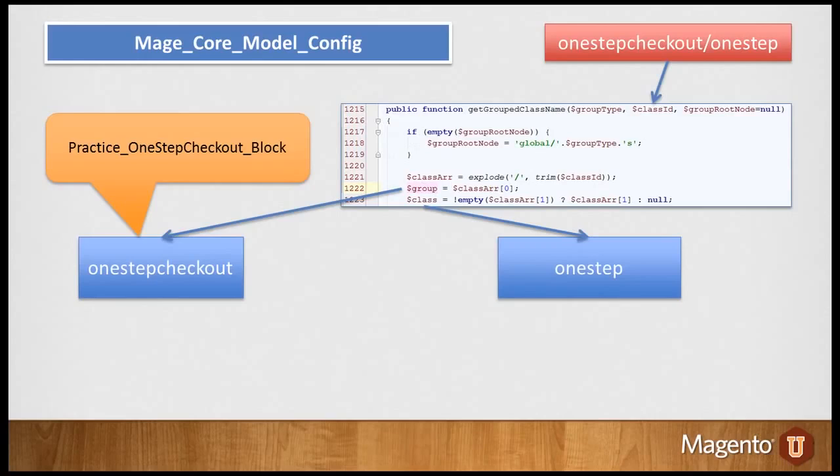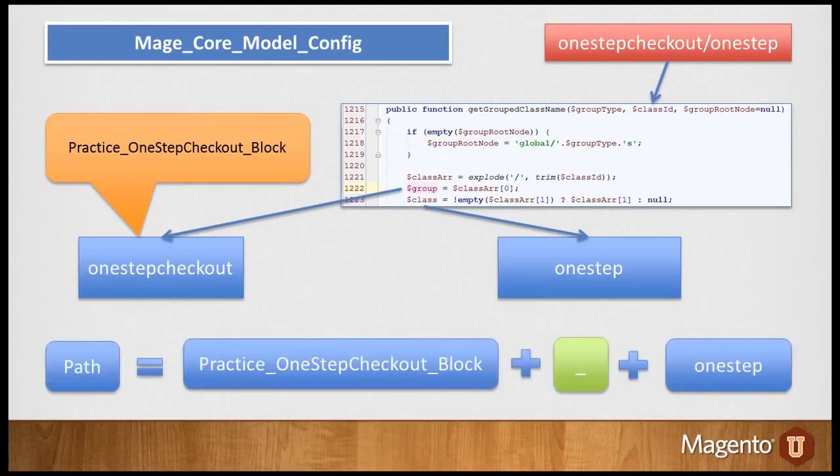As you see on the slide, this value, Practice One-Step Checkout block, is assigned to the variable group because Practice One-Step Checkout block serves as a prefix for the group of blocks. Then, the system composes the class name by concatenating Practice One-Step Checkout block with the second part of the array, the value of which is one step. This makes the second value, which is followed by a slash, a sort of suffix.